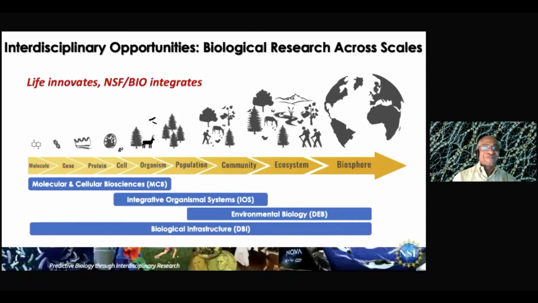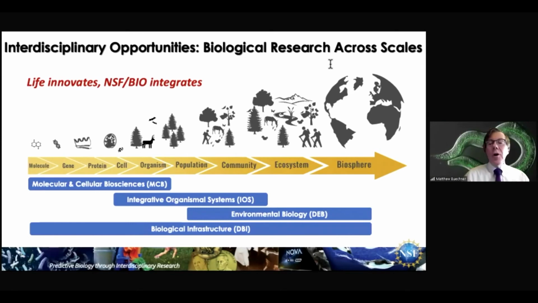Okay. So far we've been talking mostly about programs that are within MCB. It's important to remember that the Bio Directorate has 4 divisions, and the programs often overlap, and we encourage collaborative research that crosses between disciplines. So proposals, especially collaborative proposals that creatively integrate subdisciplines to understand general biological principles, are enthusiastically supported.